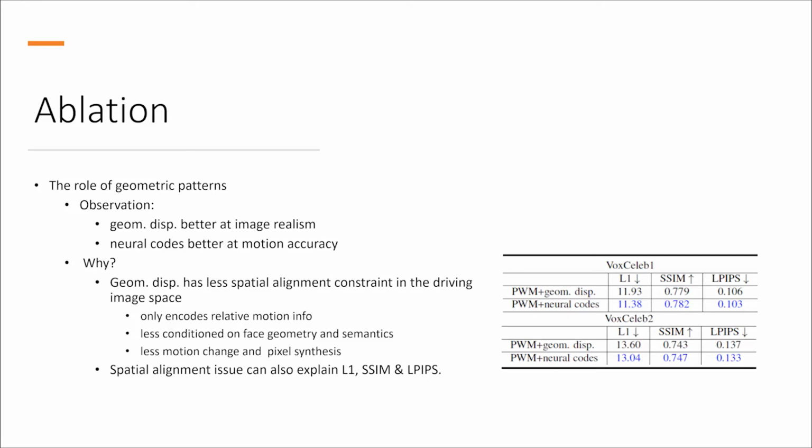To validate our conjecture, we add 3 additional metrics, L1, SSIM, and LPIPS. These metrics are computed pixel-wise and averaged over spatial dimensions, so they can reflect how synthesized images are spatially aligned with the ground truth. We can see the geometric displacements actually have worse numbers for those metrics, which is another evidence for the spatial alignment issue.